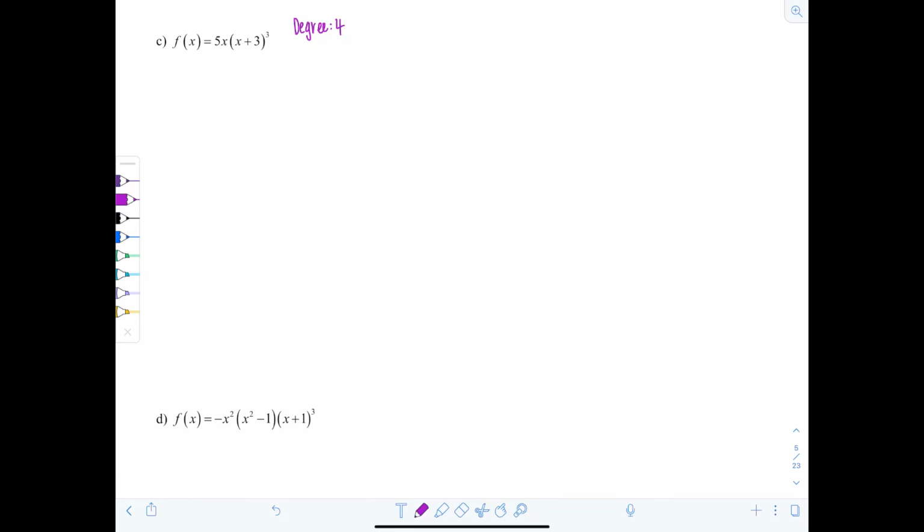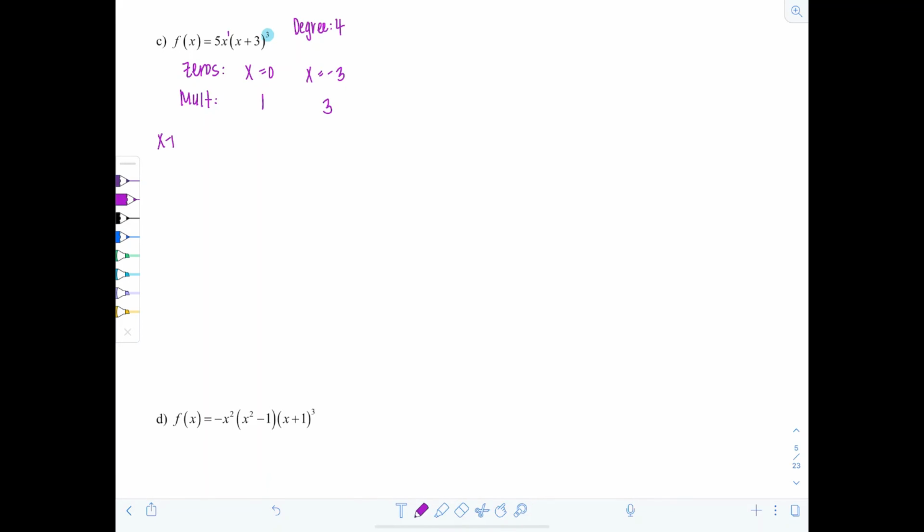Okay, did you pause it? I hope so. Don't cheat yourself of this. So let's list the zeros. Okay, there's that lonesome little 5x, so that means x equals 0 is a zero. And then x plus 3 cubed means x equals negative 3 is a zero. What's the multiplicity of each of these guys? So this is 5x to the first, so that multiplicity is 1. And then the multiplicity on negative 3 is 3.